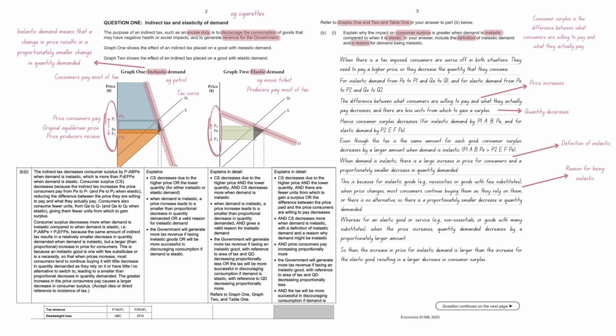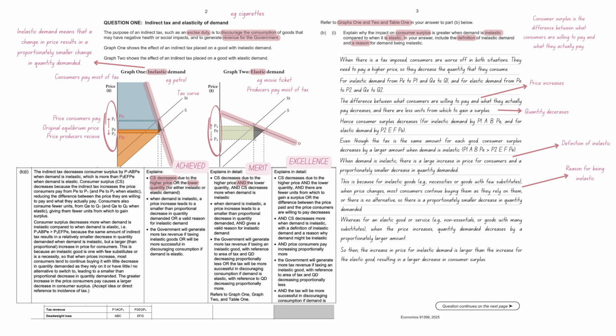And then along the side there it says the things that you need to write for achieve, merit and excellence. So to get achieve, you have to say that the consumer surplus decreases due to the higher price, which is what we said, or the lower quantity. So you're just saying price or quantity changing, just saying either one gets you achieved. To get merit, you'd say both. There is a higher price and there's a lower quantity.